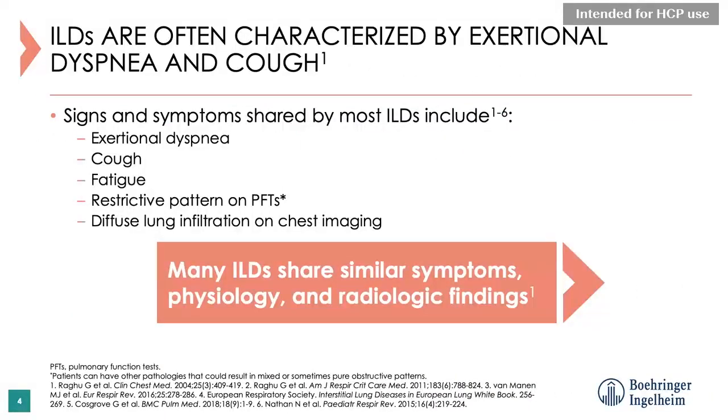Interstitial lung diseases are often characterized by exertional dyspnea and cough. These patients also develop variable degrees of fatigue. On pulmonary function tests, we often see restrictive patterns, and on chest imaging, we often see diffuse lung infiltration with variable degrees of inflammation and fibrosis depending on the underlying interstitial lung disease we're talking about. Many of these ILDs share overlapping symptoms, physiology, and radiographic patterns, making initial discrimination difficult.